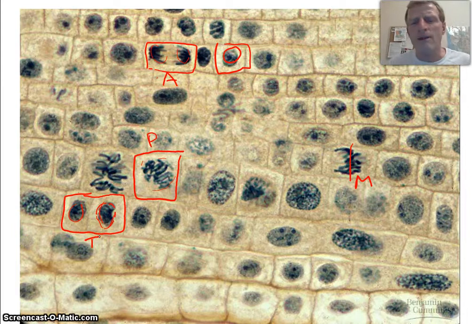So in the lab, we're actually going to look at a bunch of cells and try to determine the stage of the cell cycle they're in. So this was a quick introduction into the cell cycle and then some of the stages within the cell cycle called mitosis, right? Prophase, metaphase, anaphase, and telophase.